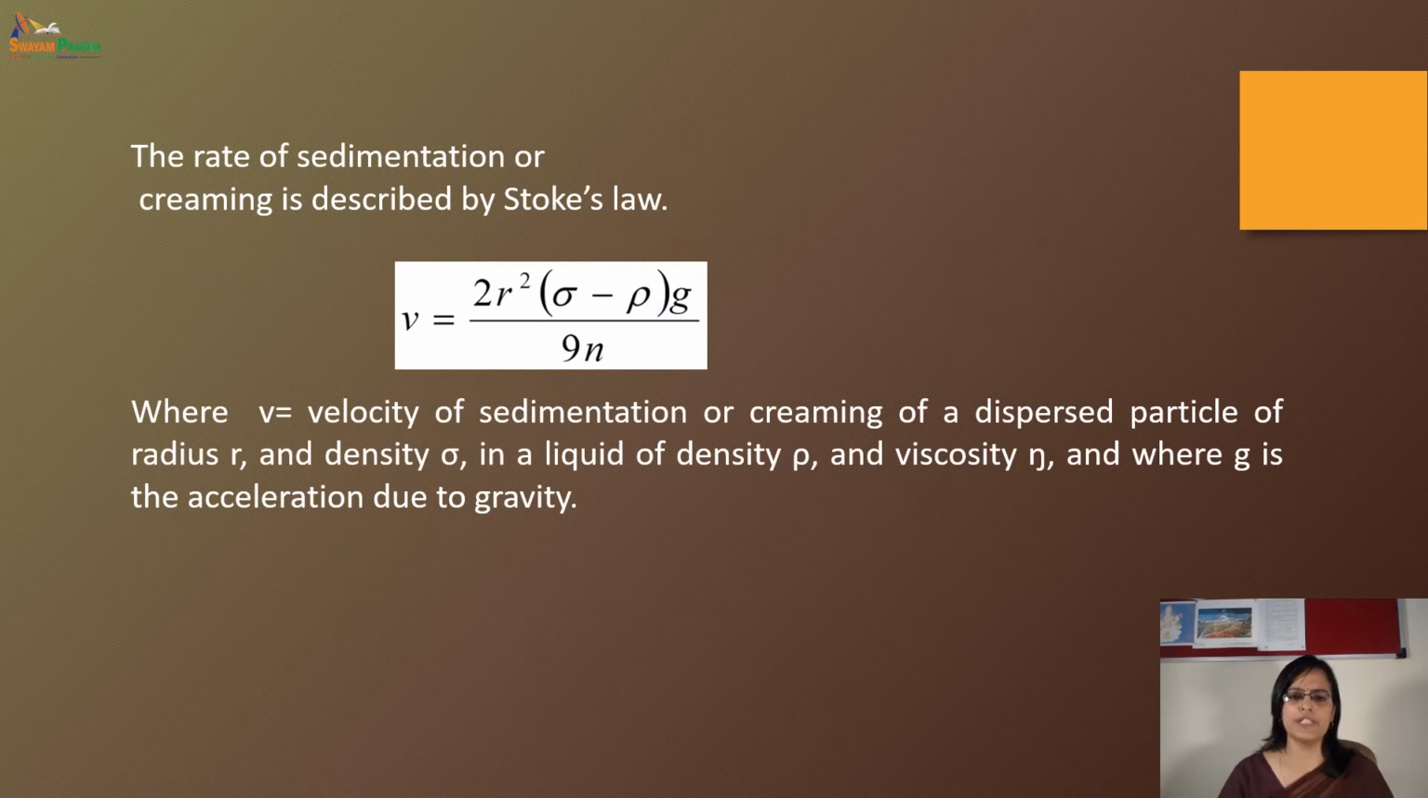Now the rate of sedimentation or the rate of creaming is described by Stokes law. You can see the Stokes law statement, where V is the velocity of sedimentation or creaming of the dispersed phase particle, r is the radius, in a liquid of density rho and viscosity denoted by eta, and g is the acceleration due to gravity.